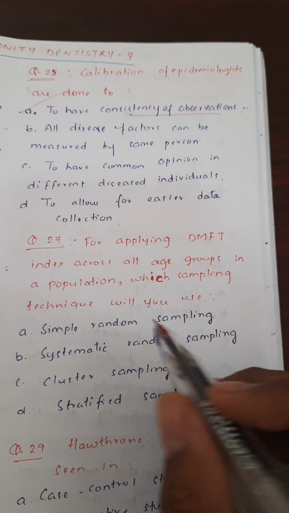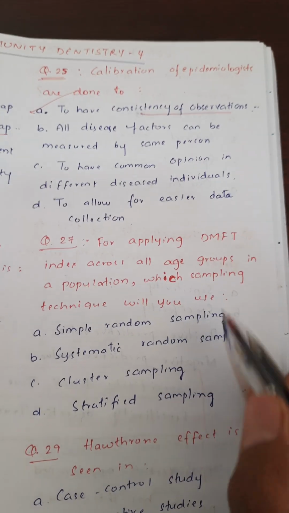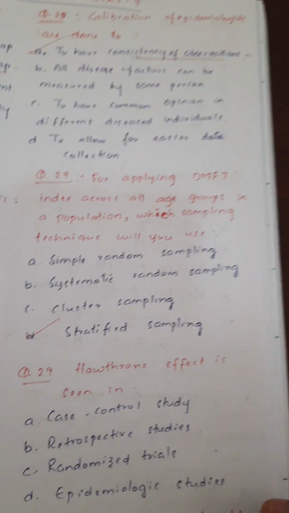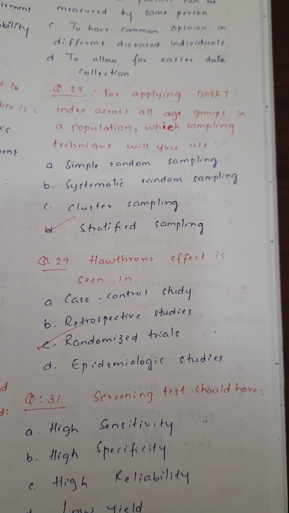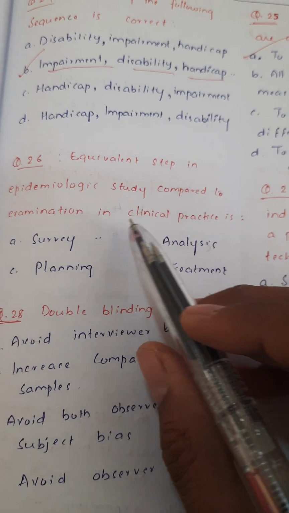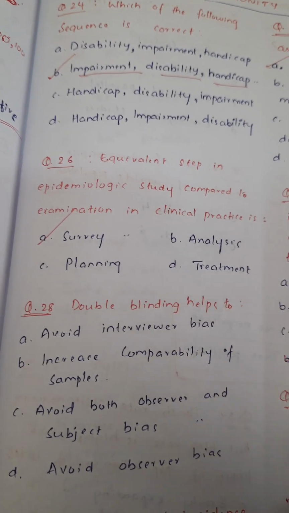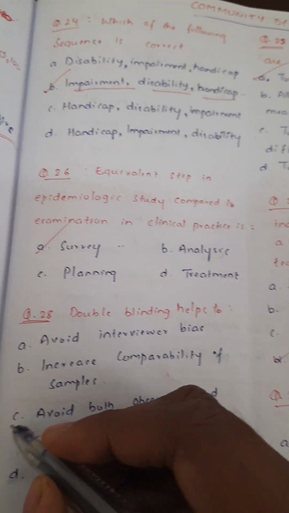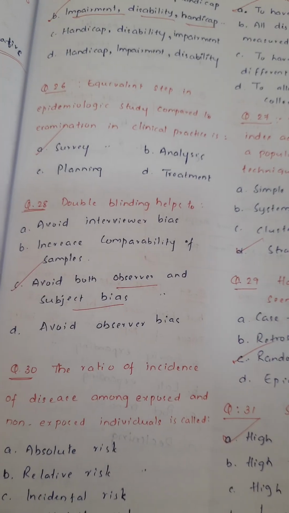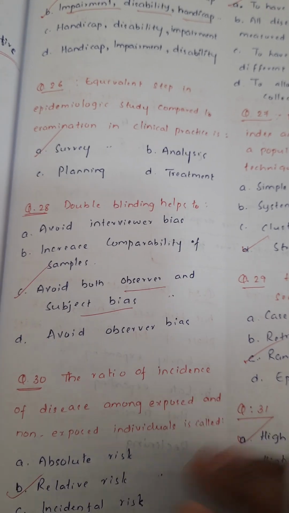And for applying DMFT index across all age groups in a population, which sampling technique is generally used? Stratified sampling technique. And Hawthorne effect is seen in randomized trials. Screening test should have high sensitivity. And equivalent step in epidemiologic study compared to examination in clinical practice is survey. And double blinding will help in avoiding both observer and subject bias. And the ratio of incidence of disease among exposed and non-exposed individuals is known as relative risk.